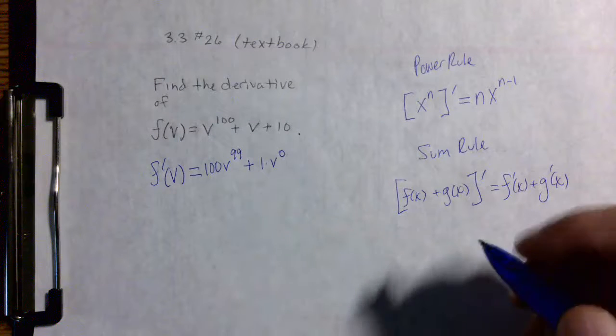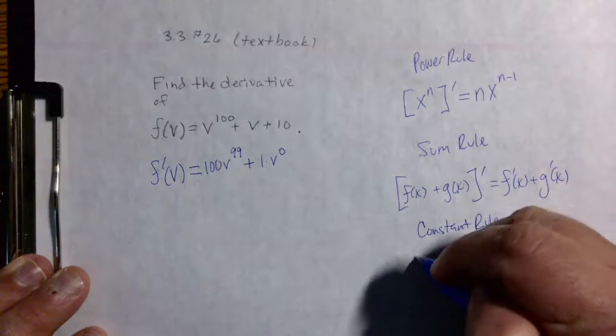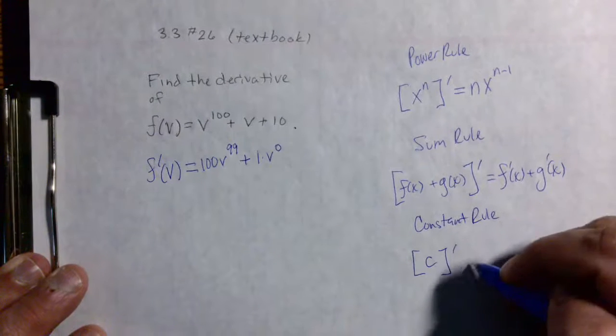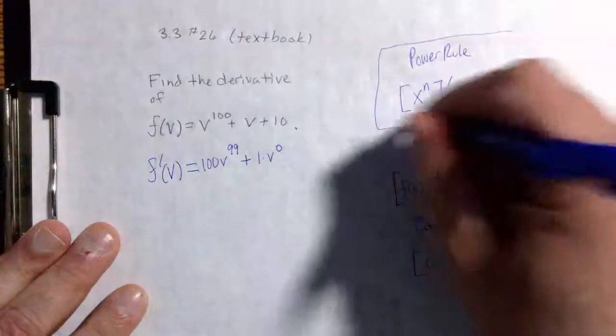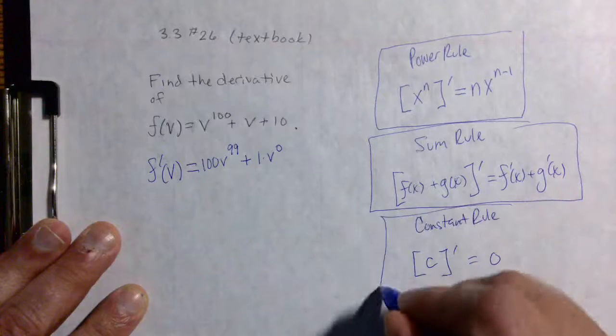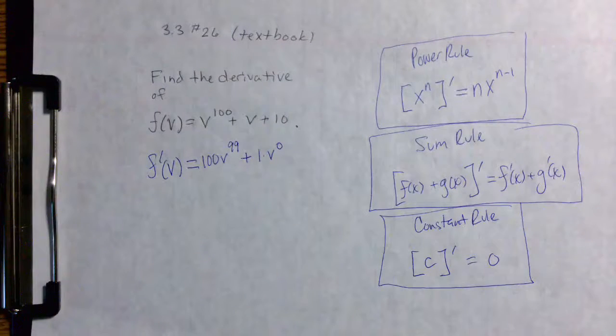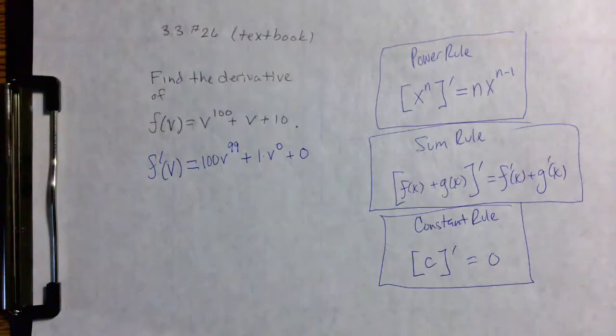The derivative of a constant, so the constant rule says that if c is a constant, its derivative is 0. Which makes sense because remember, the derivative represents a rate of change, and so something that's constant is not changing, so it only makes sense that its derivative would be 0. Okay, its rate of change is 0. So I'm just going to write plus 0 just to emphasize that that's the derivative of that third term.